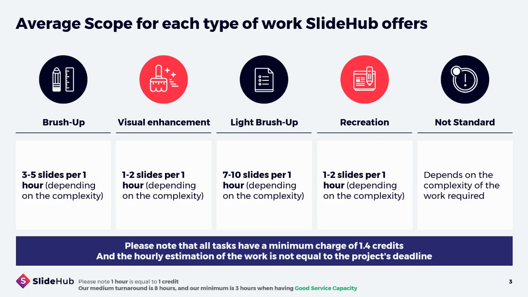We suggest sending tasks in bulk as much as you can to make the best use of the minimum 1.4 hours charge. Please note when we're talking about hours or credits, it is the same. In terms of deadline estimations, our average medium turnaround is 8 hours, and our minimum turnaround is 3 hours when having good service capacity. We also have links in the description below explaining more what the service capacity is.